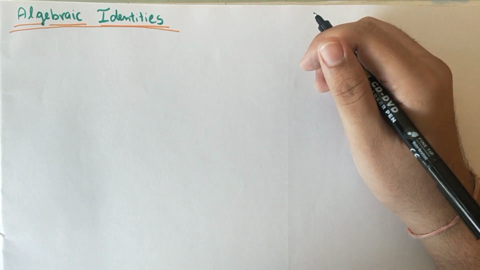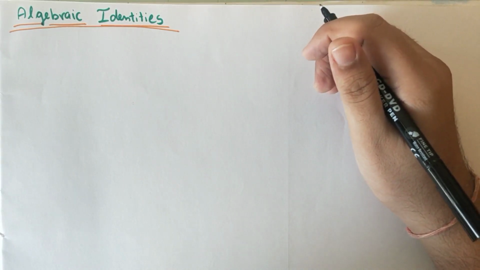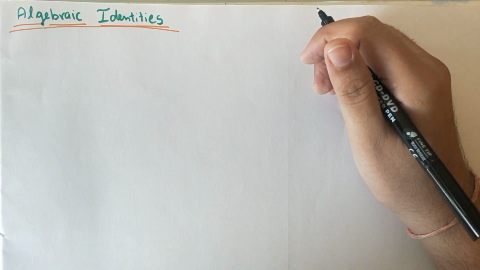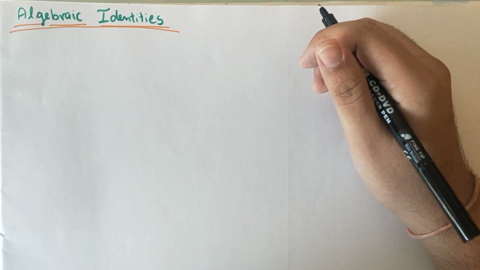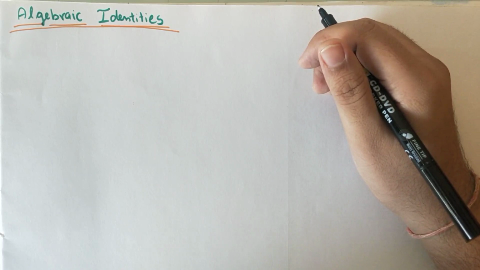Our today's topic is algebraic identities. This topic is related to the 8th and 9th standard of our NCERT textbook. I will be covering both the standards together. First we'll go through the 8th one and then the topic will expand towards the 9th standard. Both the standards will be covered equally with equal importance.